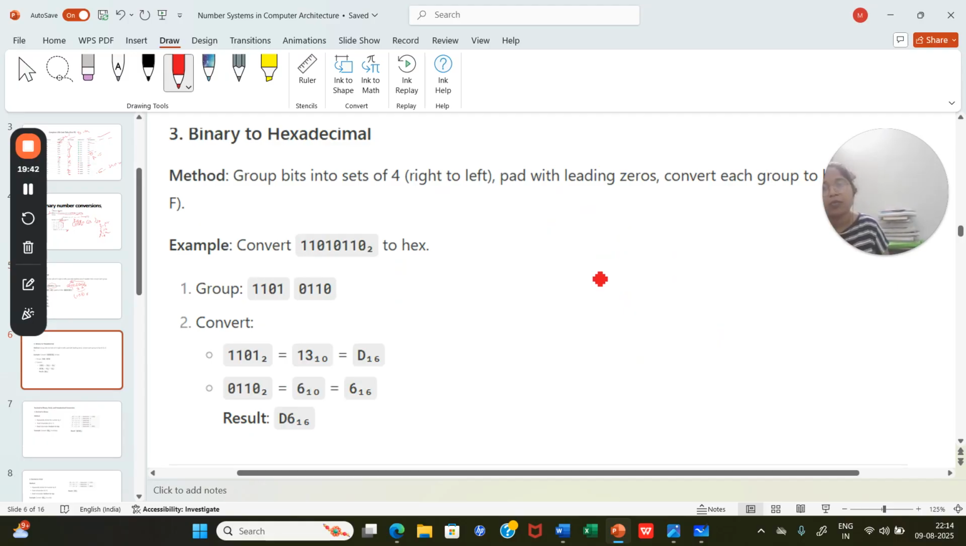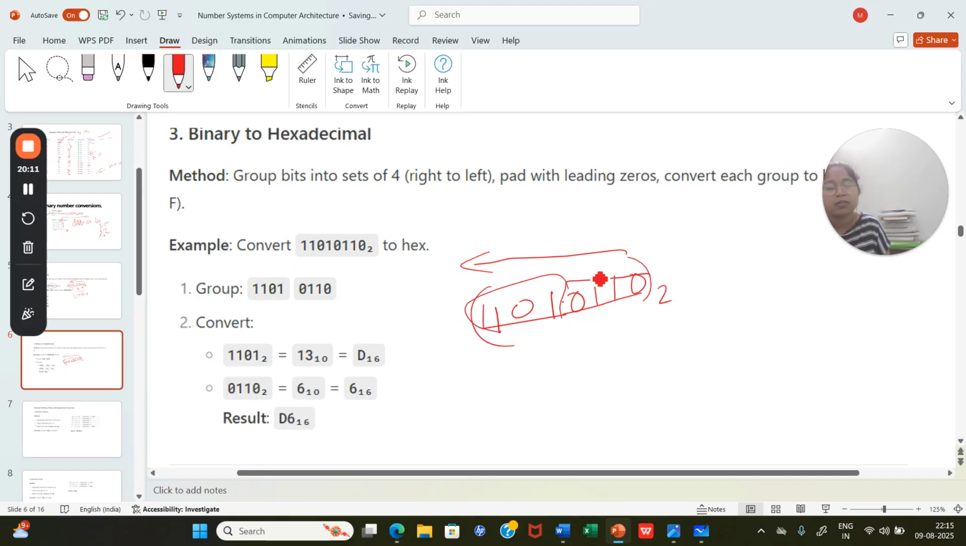We need to make groups of four from the right-hand side to the left-hand side, same thing. Here the number is 0 0 1 1 0 1 0 1 1 0, and the base should be two. Make groups of four from the right side to the left side. So this is one group, and this is one group. In total there are 8 digits, so we get two groups here.